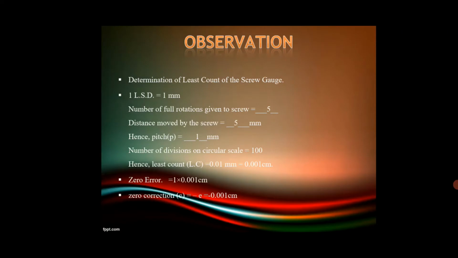Observation. Determination of least count of the screw gauge. 1 LSD is equal to 1 millimeter. Number of full rotations given to the screw is 5. Distance moved by the screw is 5 millimeter. Hence pitch is equal to 1 millimeter. Number of divisions on circular scale is equal to 100. Hence least count is equal to 0.01 millimeter or 0.001 centimeter. Zero error is positive 1. So zero error will be 1 into 0.001 centimeter. Zero correction is minus 0.001 centimeter. Here correction will be negative.